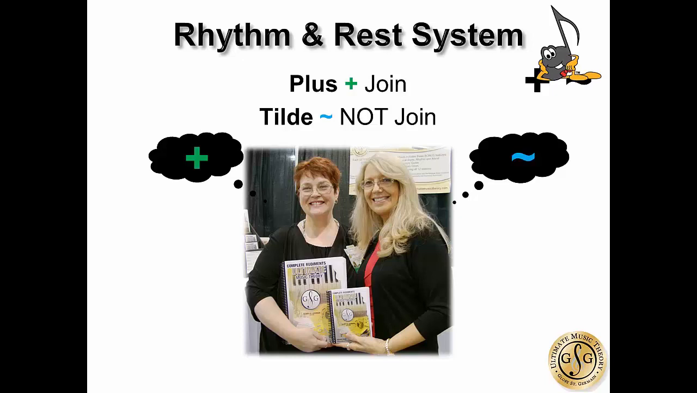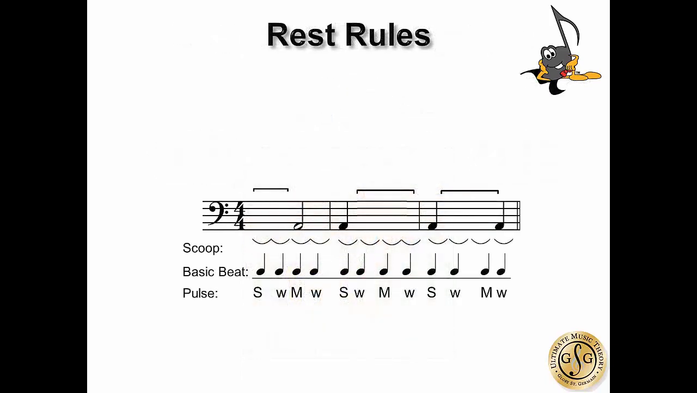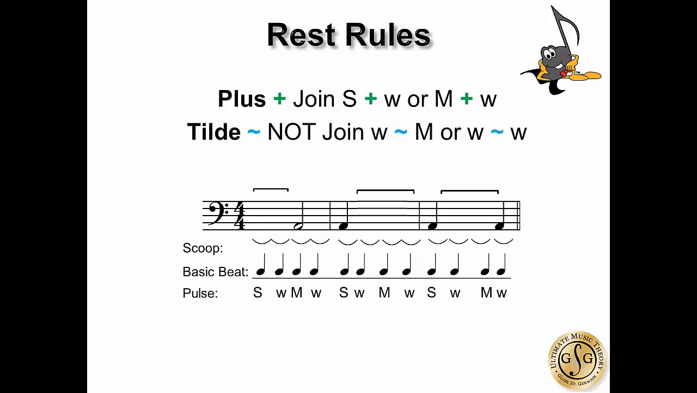Here's how adding these symbols to our exclusive UMT technique changed frustration into success. The rest rules are: the plus sign indicates to join the strong plus weak or medium plus weak pulses into one rest. The tilde sign indicates to not join the weak tilde medium or weak tilde weak pulses, and these must use two separate rests. Now this makes it easy to understand when to combine rests.